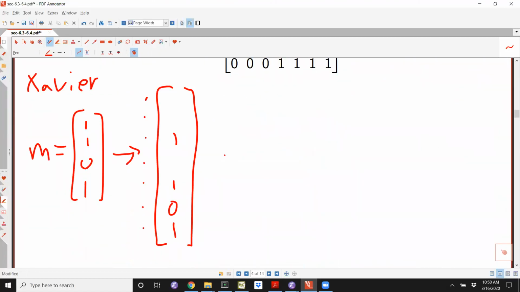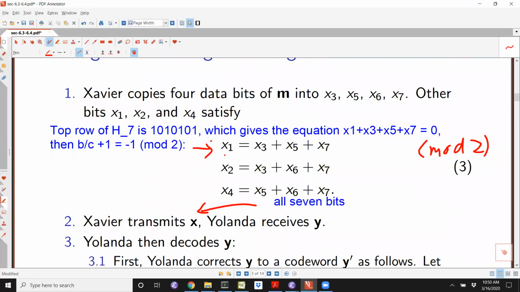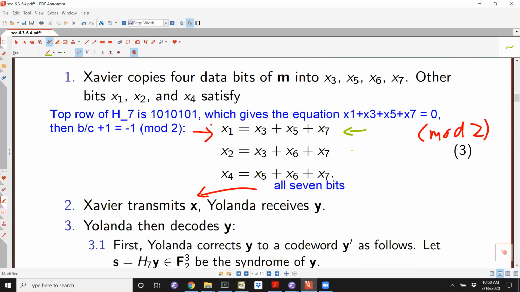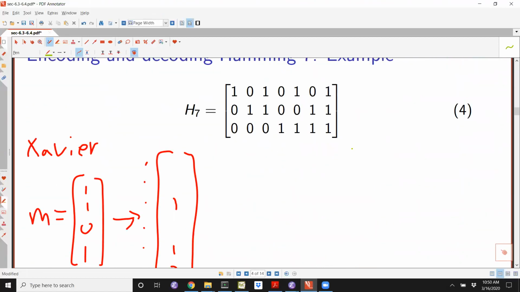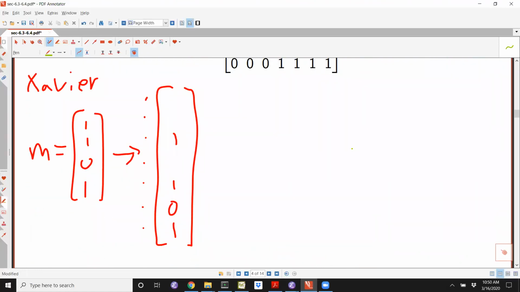Okay. Now, let me switch colors here. So here, each of these equations tells you what the other bits 1, 2, and 4 have to be. So bit number 1 has to be the sum of bits 3, 5, and 7.